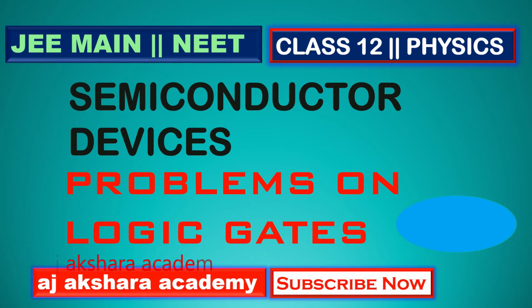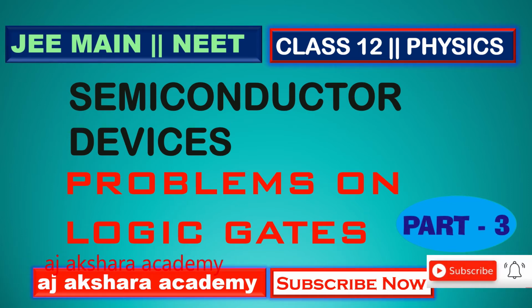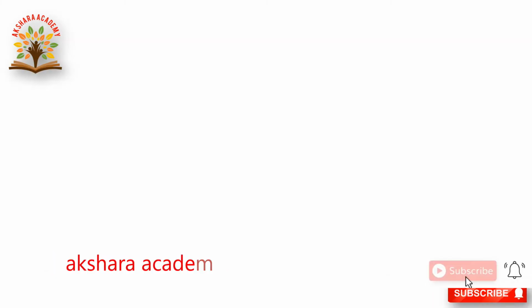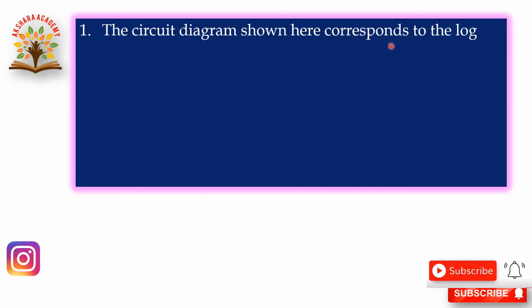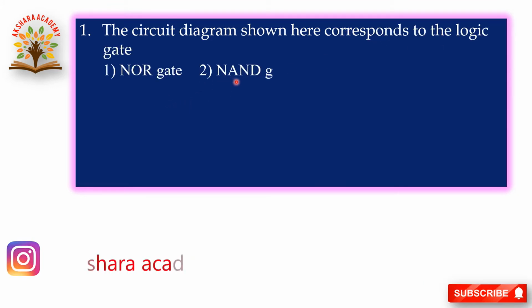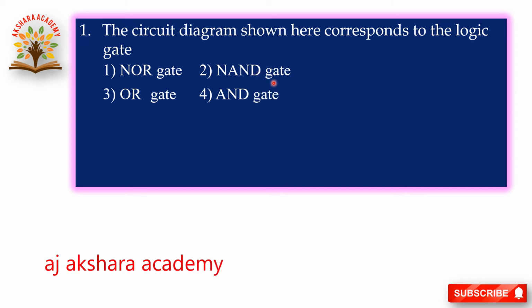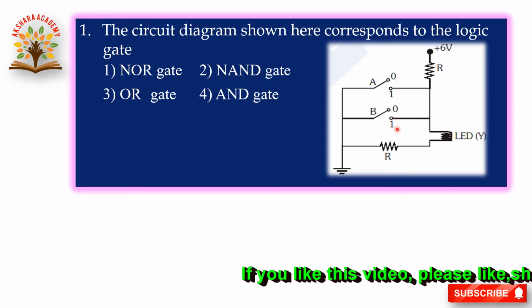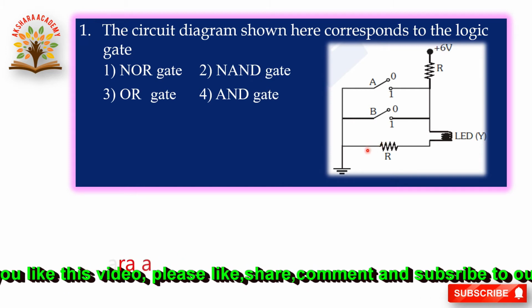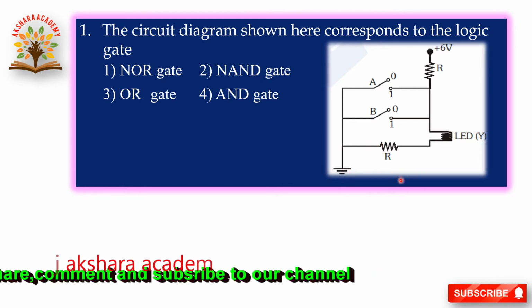Let us go to today's session. First one. The circuit diagram shown here corresponds to the logic gate. See, observe this circuit diagram. When both the switches are open, A is equal to 0, B is equal to 0, then current flows through the bulb and it glows, so Y is equal to 1.